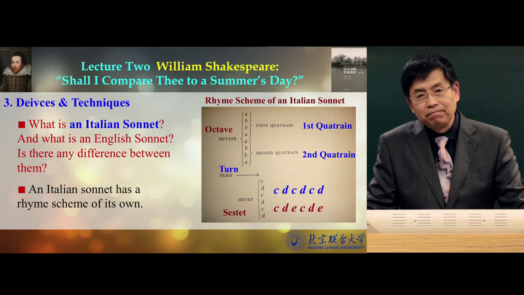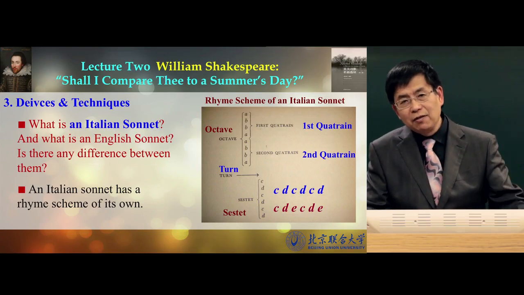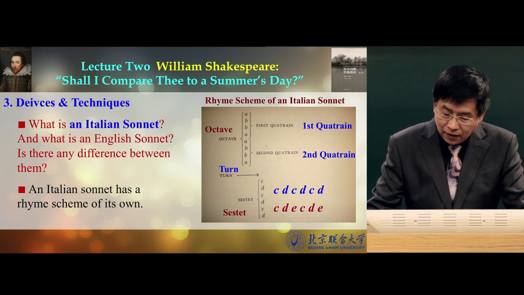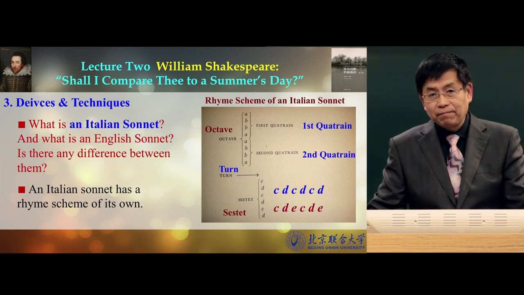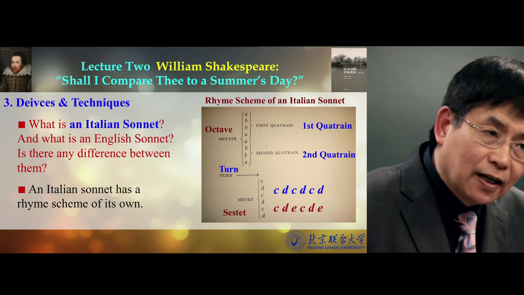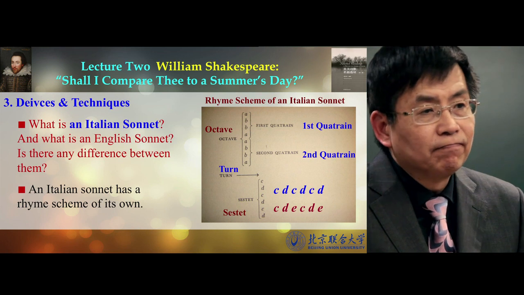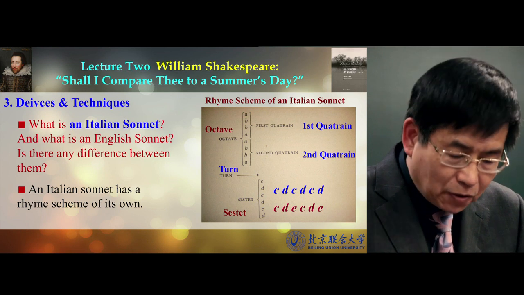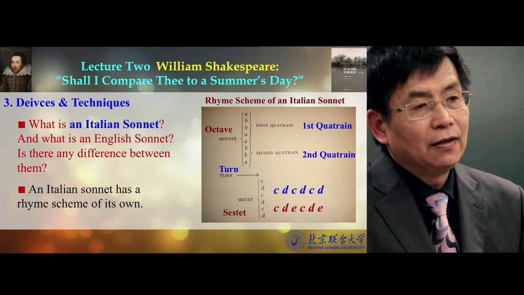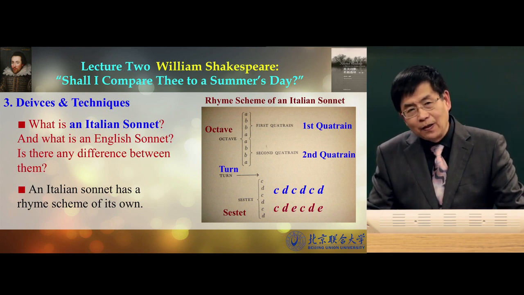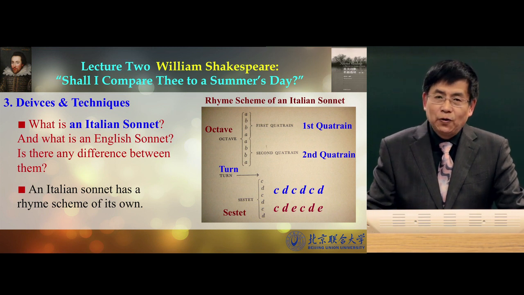Now let's look at the rhyme scheme of an Italian sonnet. The rhyme scheme of an Italian sonnet is ABBA, ABBA, CD, CD, CD. ABBA, ABBA, the first 8 lines we call the octave, and the next 6 lines we call the sextet. And between the octave and the sextet we have a turn, a logical or emotional or semantic turn.